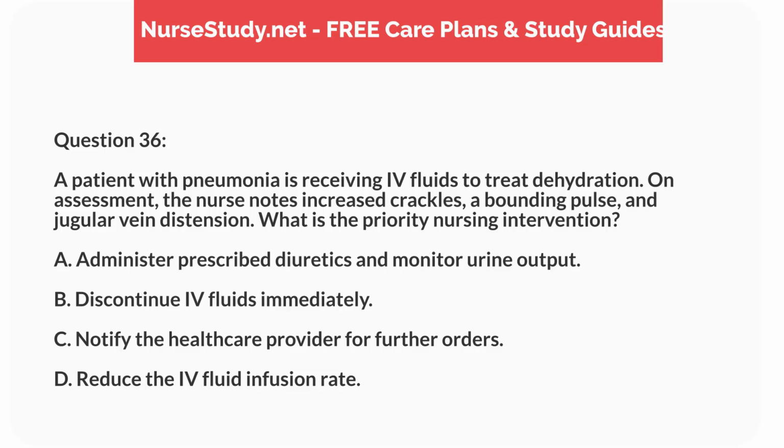Question 36. A patient with pneumonia is receiving IV fluids to treat dehydration. On assessment, the nurse notes increased crackles, a bounding pulse, and jugular vein distension. What is the priority nursing intervention? A. Administer prescribed diuretics and monitor urine output. B. Discontinue IV fluids immediately. C. Notify the healthcare provider for further orders. D. Reduce the IV fluid infusion rate.